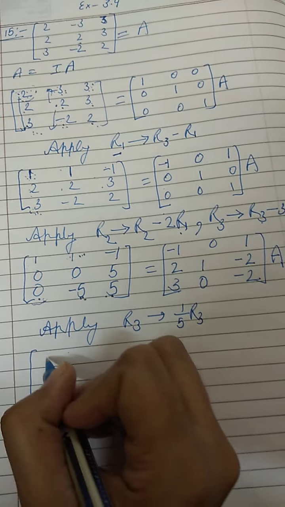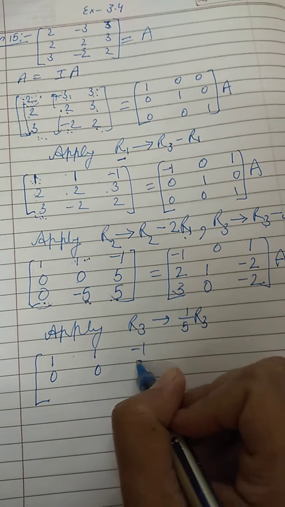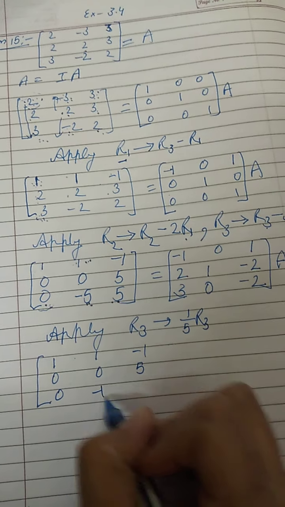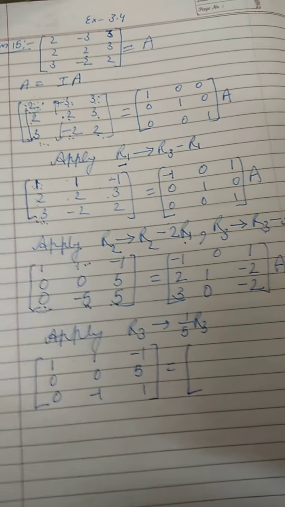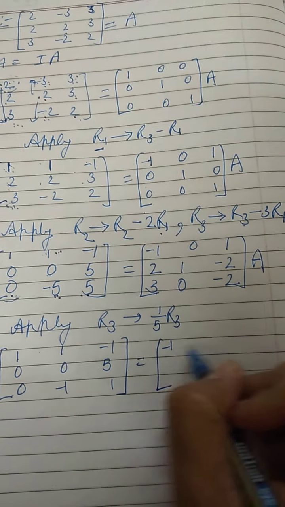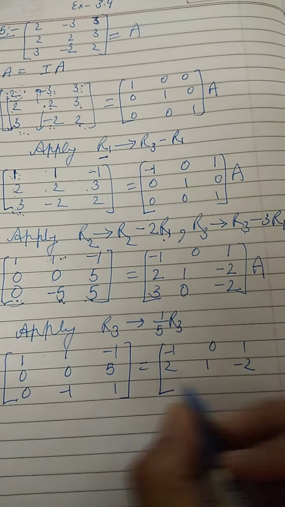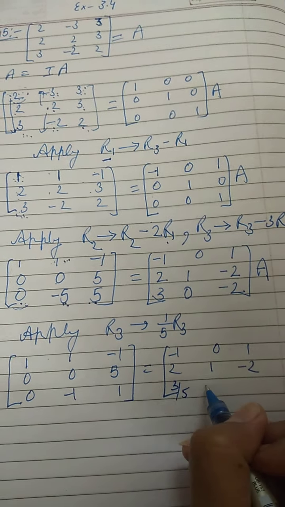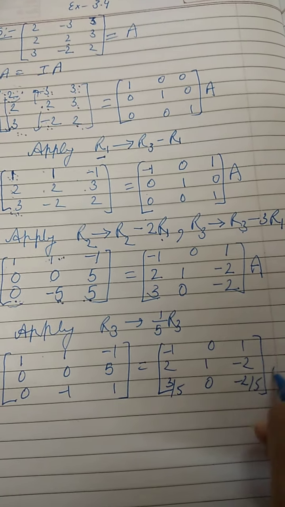Similarly, if you want, okay, let us do this thing only. First of all, it will be 1 1 minus 1, 0 0 5, this is 0 minus 1 1. Now we have divided the third row by 5, so the same change we will make here also. It will be 2 1 minus 2. This will become 3 by 5. This is 0 only, and this is minus 2 by 5 and A.